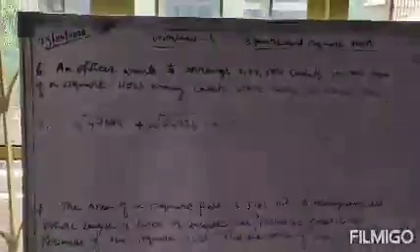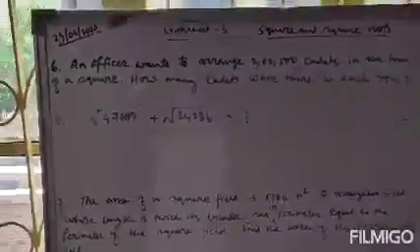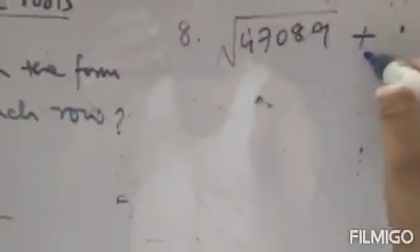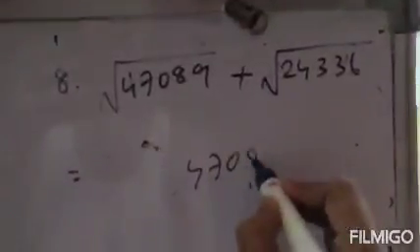Question number 8. This question is somewhat similar to question number 6 on worksheet 4. So the question is the square root of 47089 plus the square root of 24336. Clear? So let's take the square root of it first.